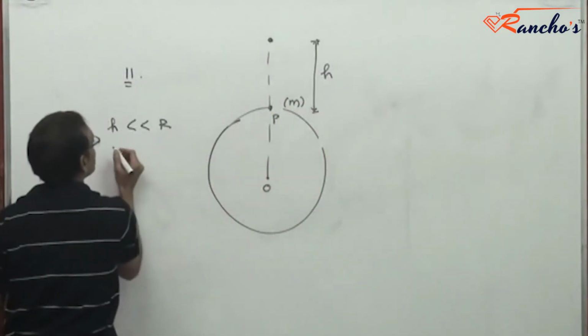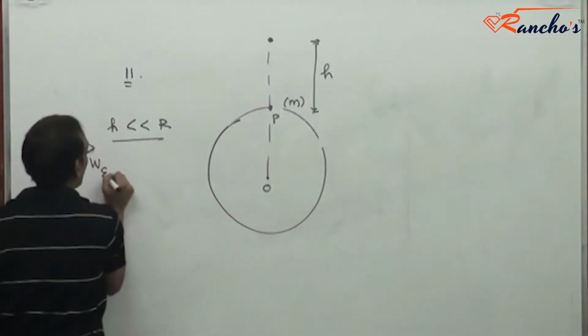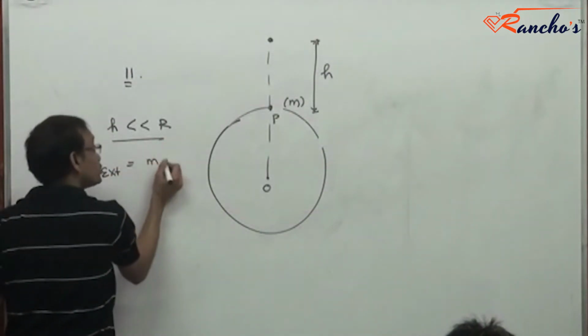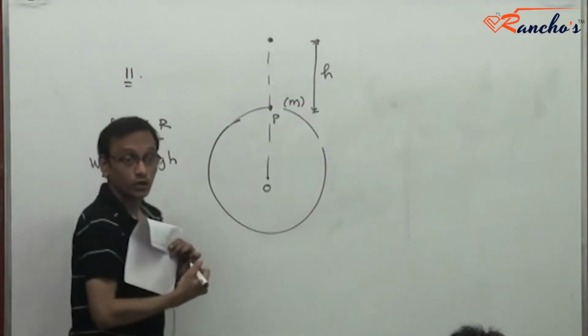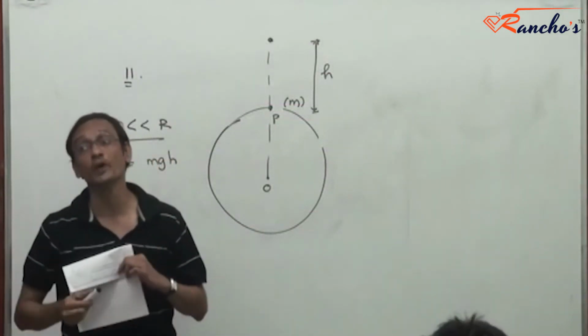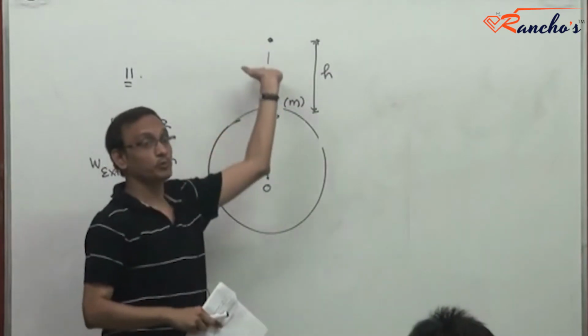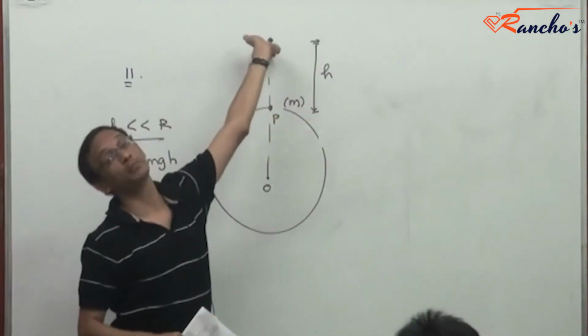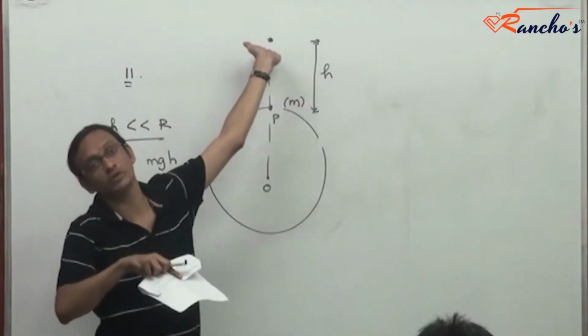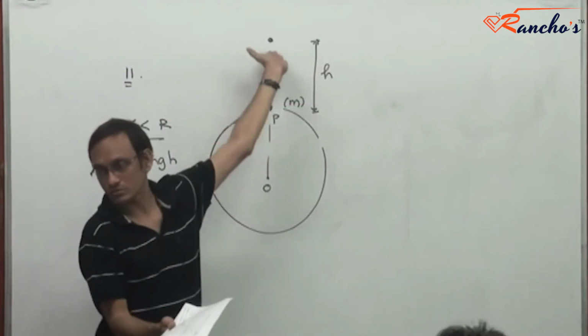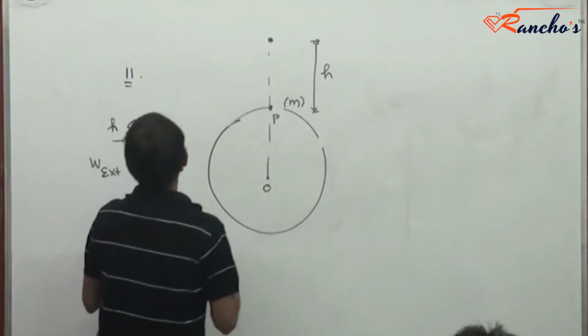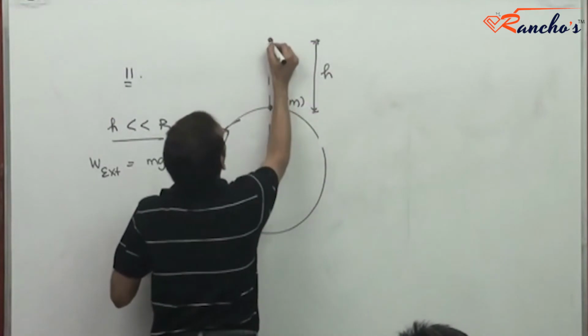Then the work done by an external agent would have been how much? Mg into h. Not minus mgh, but mg into h must have been the work done by an external agent, because the displacement is upwards. The external agent applies an upward force mg to counter the weight downwards to avoid acceleration. Right? So mg into h, in the event h is much smaller compared to r.